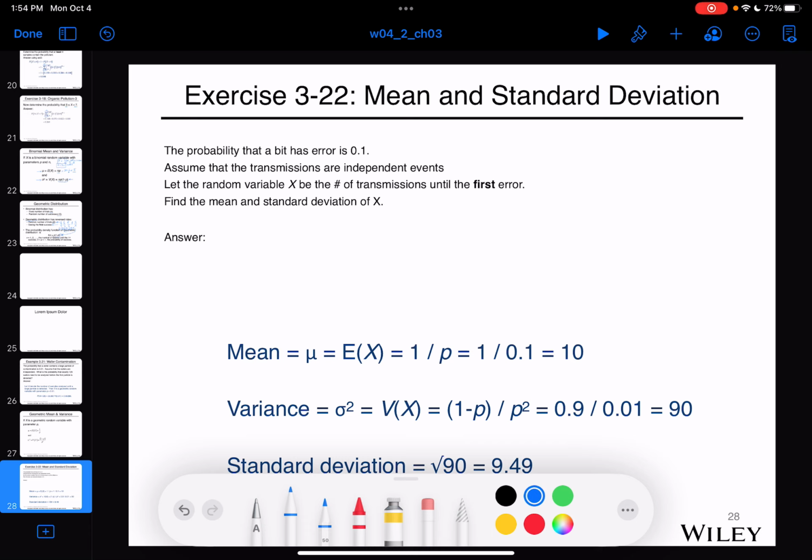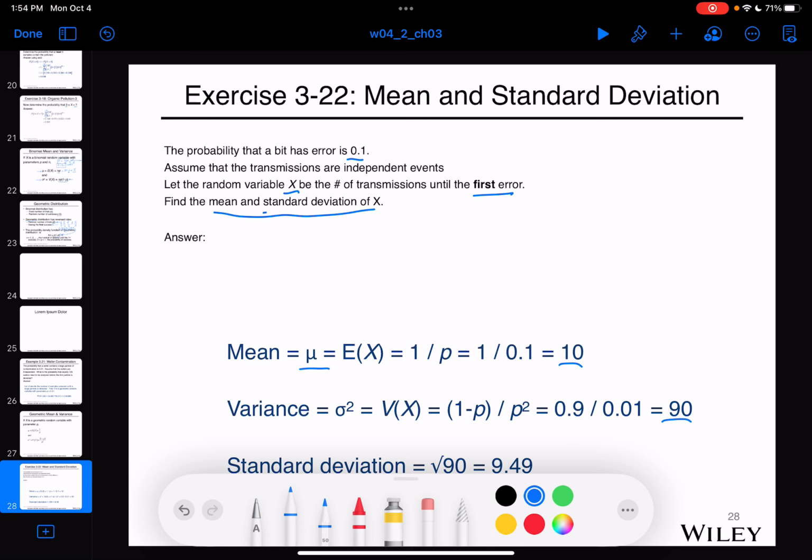So let's look at another example. The probability that a bit has error is 0.1. Assume that transmissions are independent. Let the random variable x be the number of transmissions until we see the first error. Find the mean and standard deviation of x, right? So p is 1 over 10, so mean is going to be 10. And we plug into the variance, and the variance that we get is 90, right?